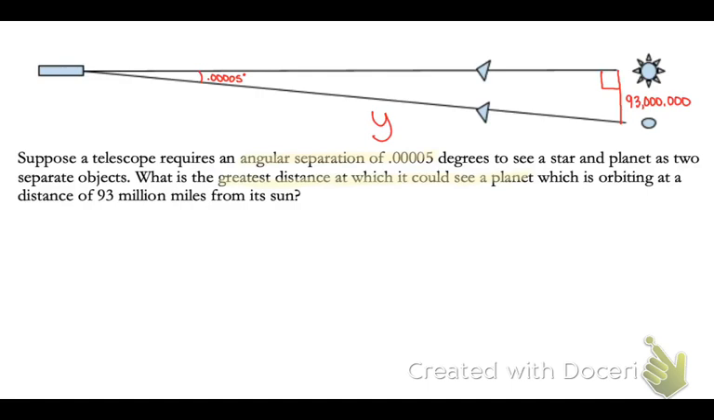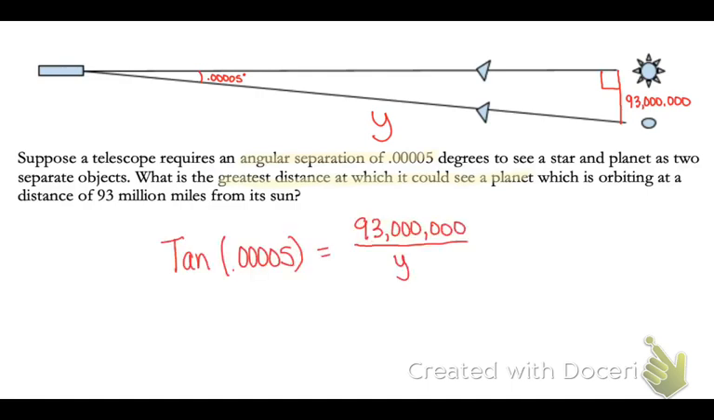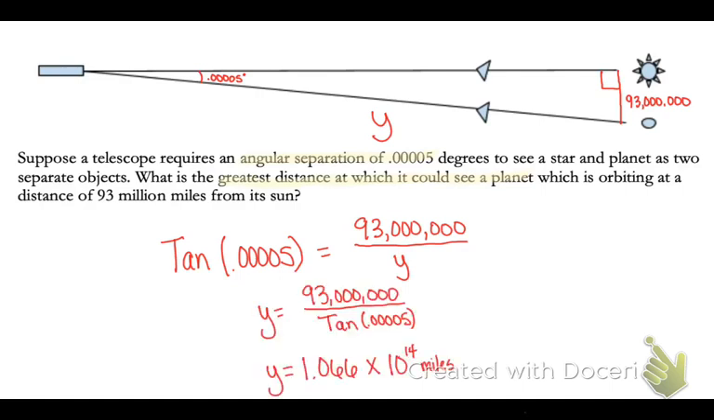So given the two side lengths that we have in comparison to that angle, we have opposite and hypotenuse. Sorry about that interruption. If you're going to solve for y here, again, we're going to switch the y and the tangent, and we'll end up with 1.066 times 10 to the 14th miles. Your calculator should be giving you scientific notation, and again, make sure you label it with miles.